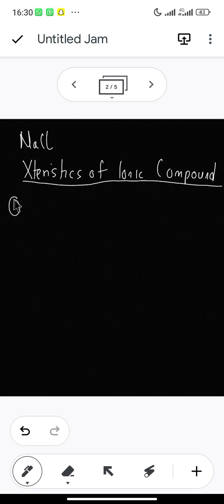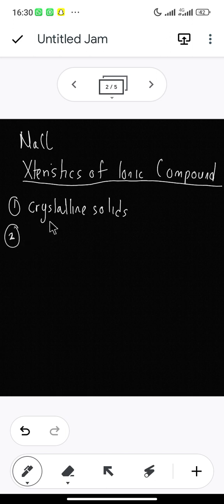So the first characteristic is that they exist as crystalline solids at room temperature. So they are crystalline in nature first, and they are solids at room temperature. Now we go to the second characteristic.